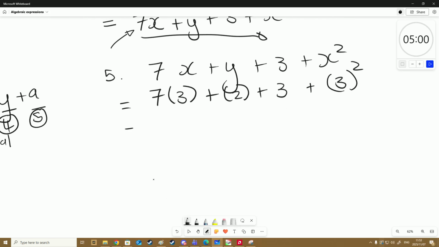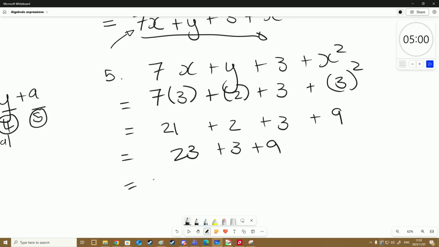So 7 times 3 is equal to 21, plus 2, plus 3, plus 9, and now we start by summing. From left to right, 21 plus 2 is equal to 23, plus 3 plus 9. From left to right, 23 plus 3 is equal to 26, plus 9, and 26 plus 9 is equal to 35.